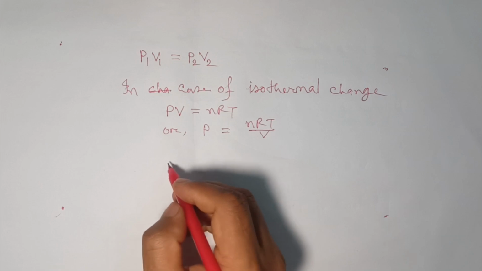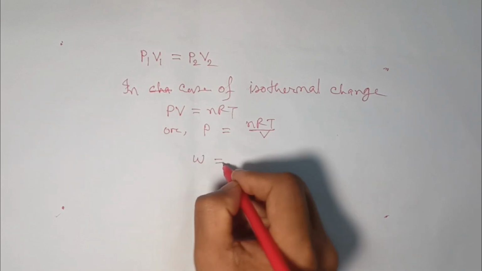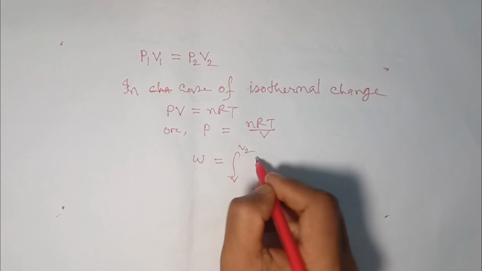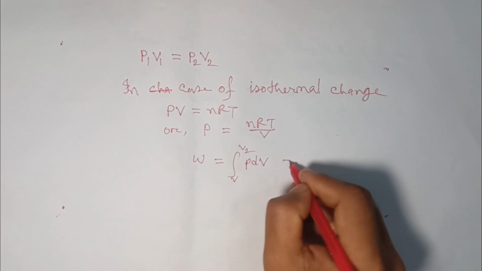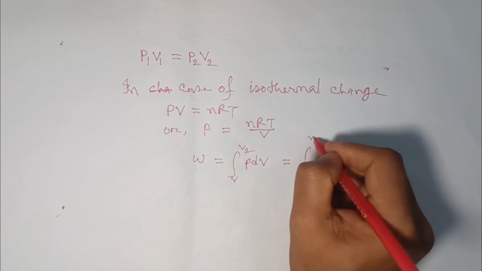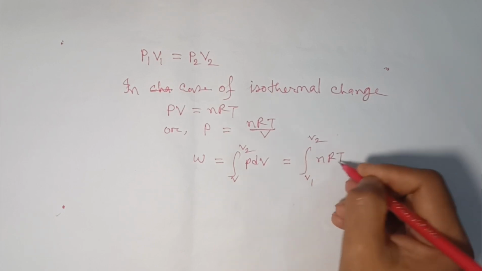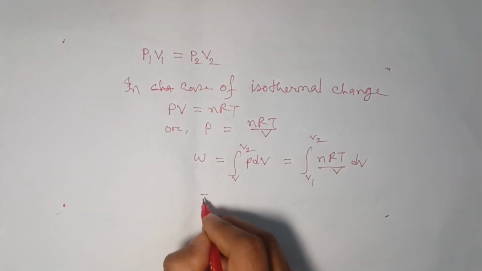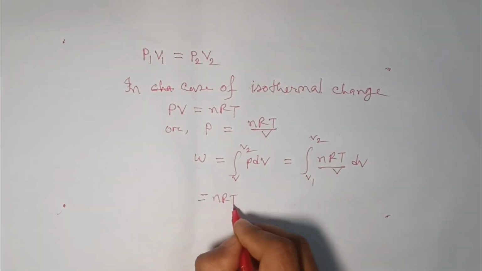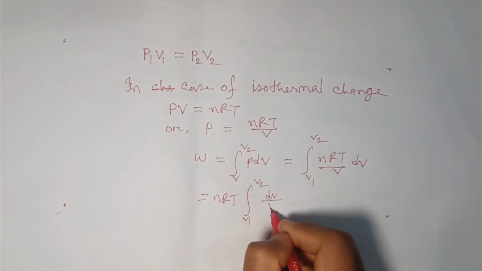So the total amount of work will be W is equal to the integral from V1 to V2 of PdV, which is the integral from V1 to V2 of nRT by V dV, that is nRT times the integral from V1 to V2 of dV by V.